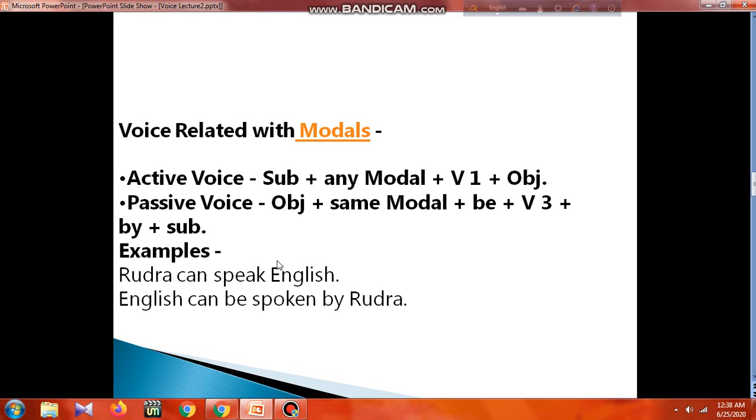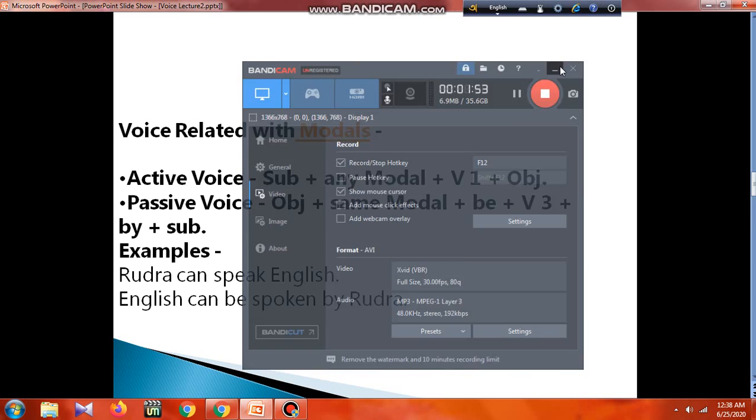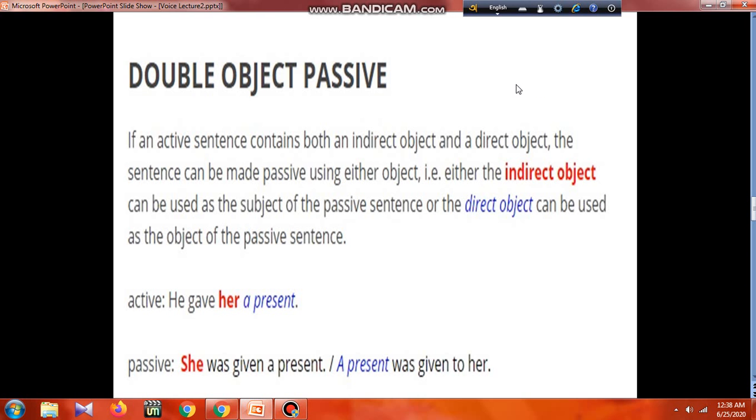Got it? Well, let's move to the next rule. It says double object passive.